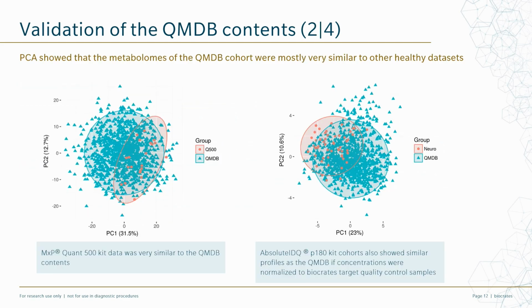The principal component analysis showed that the metabolomes of the QMDB cohort and other healthy datasets were mostly very similar. The 95% T2 Hotelling's confidence ellipses of the QMDB generally showed a high overlap with the control cohort, provided concentrations were normalized to the target values for Biocrates quality control samples, which is mandatory for MXP Quant500 kit data anyway. Removing lipemic and low-quality samples from the external datasets increased the overlap of the sample clouds.